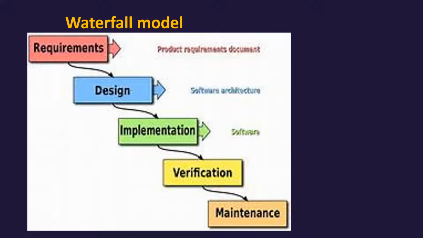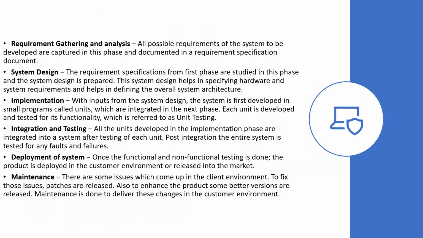The next phase I'm going to talk about is the waterfall model. As you can see, we have 5 stages: requirements, design, implementation, verification, and maintenance. So let's talk about it. Let's get to all the details, and I'm going to get started with requirement gathering and analysis.